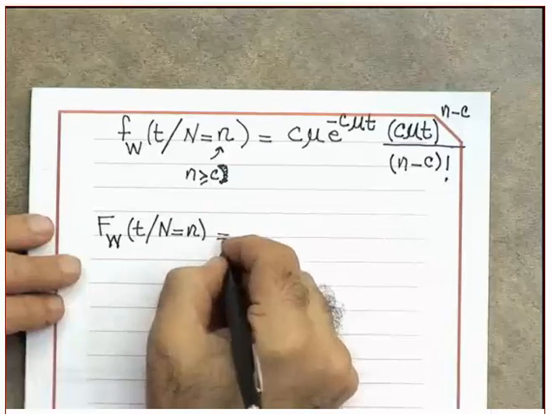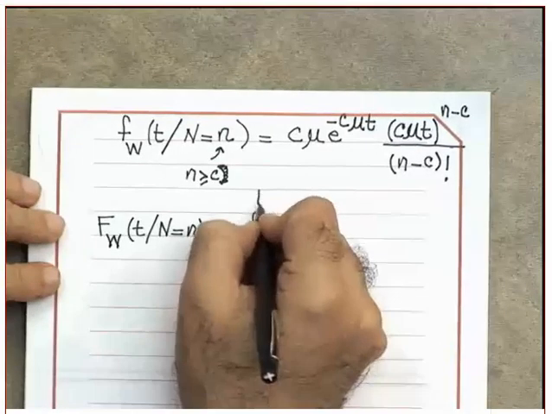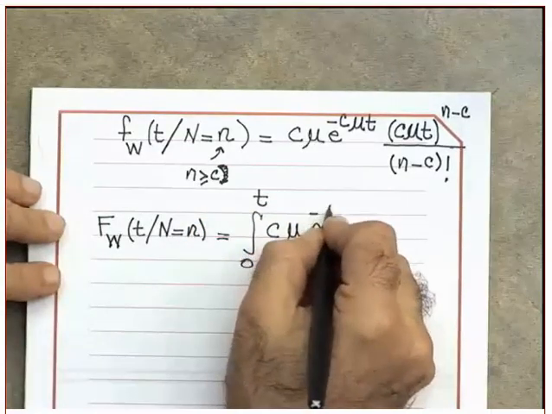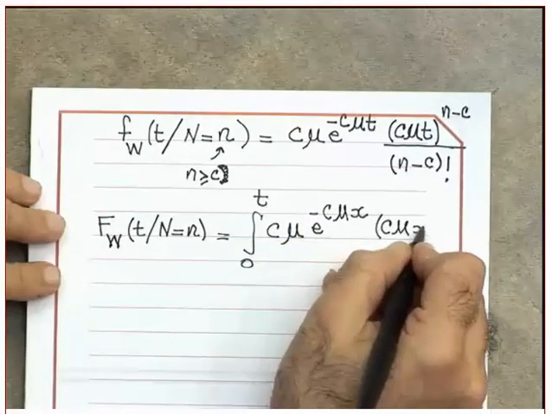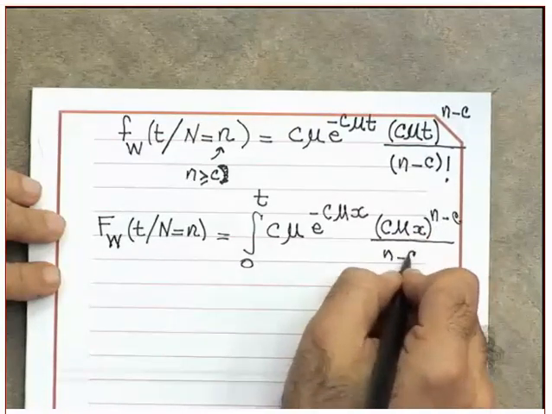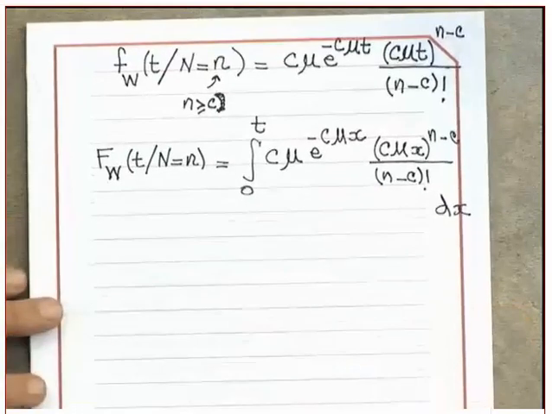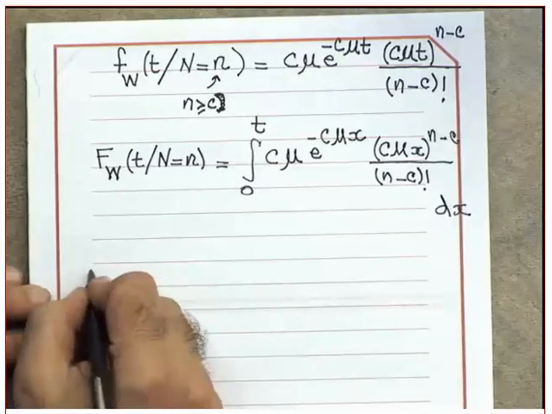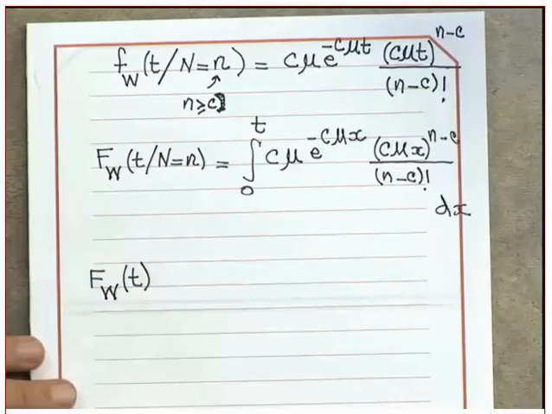Okay. Well, give it to me. How do you get the CDF from the PDF? Integral from 0 to t of c mu e to the minus c mu x, that's just a dummy, times (c mu x) to the n minus c over (n minus c) factorial dx. Clear? Okay. Now, but what do I want? I want this: W of t.